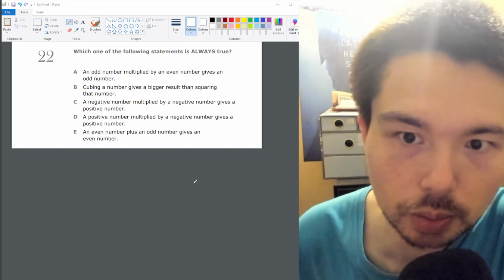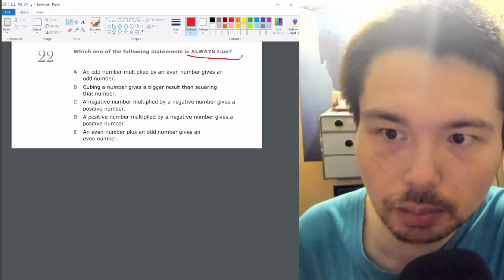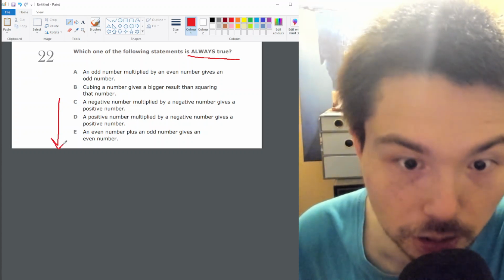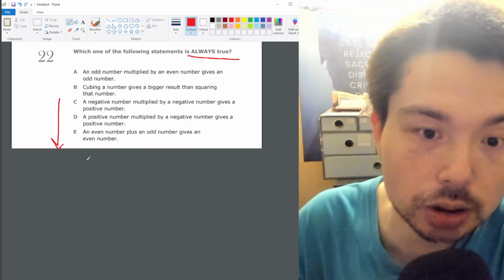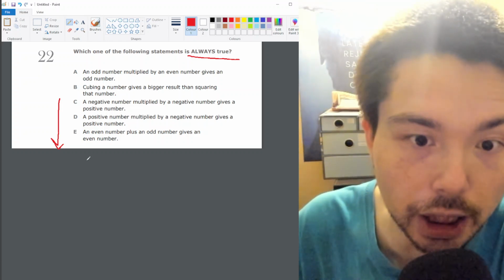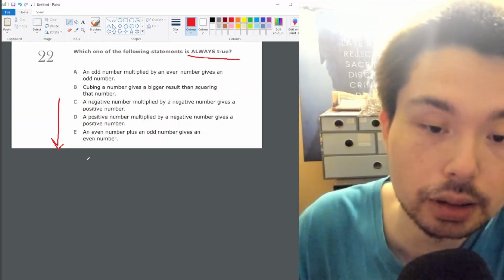Question 22. Which of the following is always true? Now, with these options, I tell my students to check from option C, D, or E. Why? The examiner wants you to think of lots of options, so it might not even be checking A or B. Answers might be the ones closer to the end, C, D, or E.